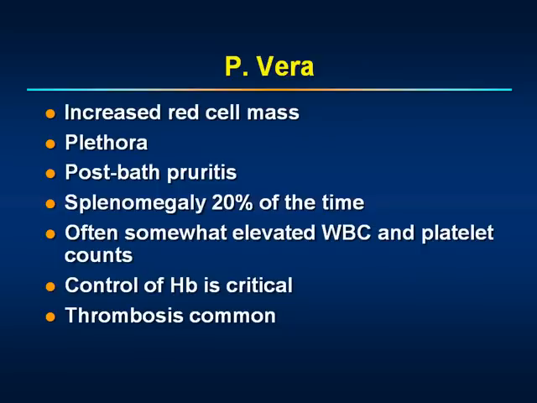Now, P Vera is characterized by an increased red cell mass, plethora, the symptom of post-bath pruritus, splenomegaly in some of the patients, oftentimes an elevated white count and platelet count, and control of hemoglobin is essential, and thrombosis is a common complication.